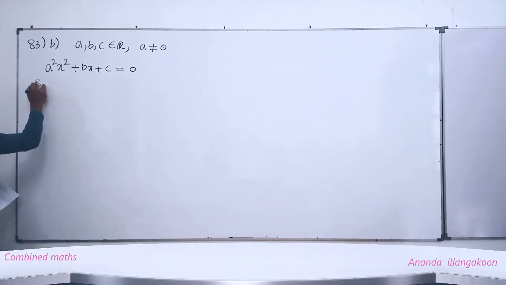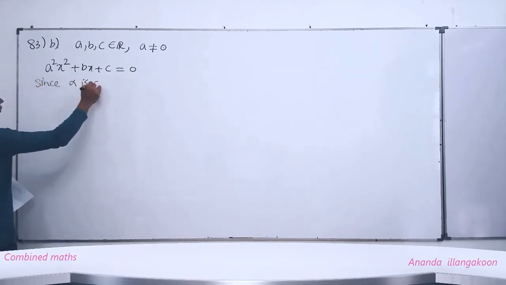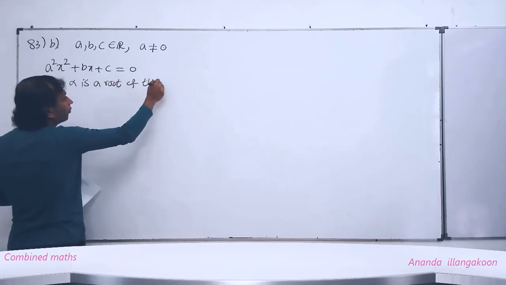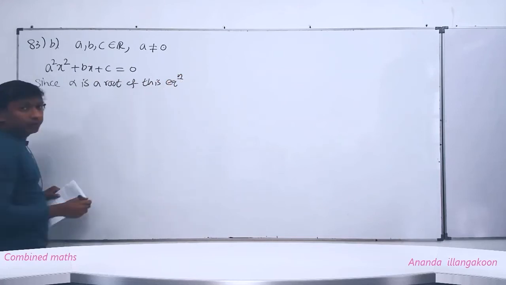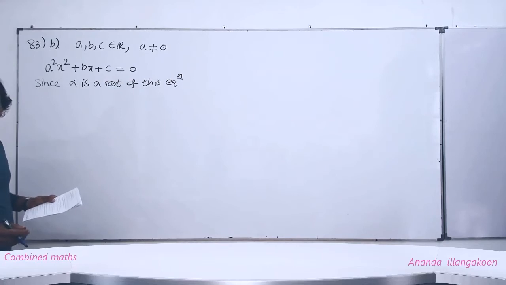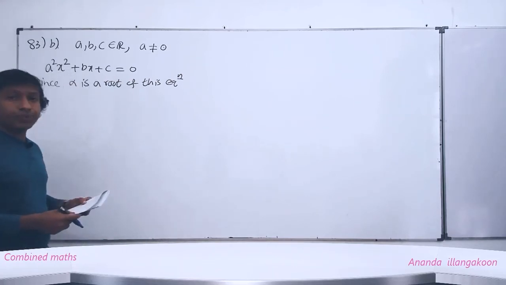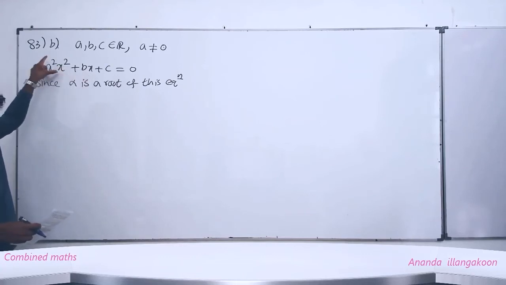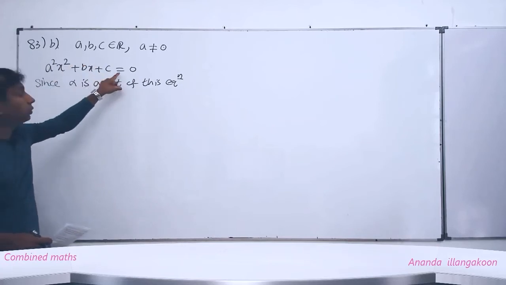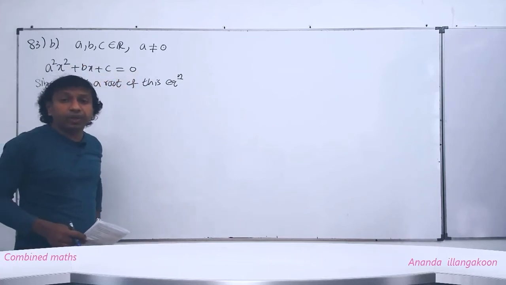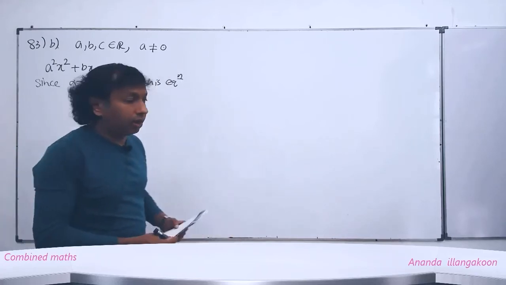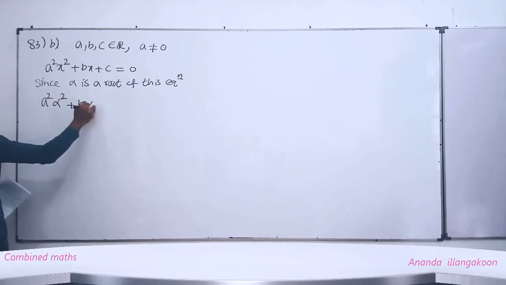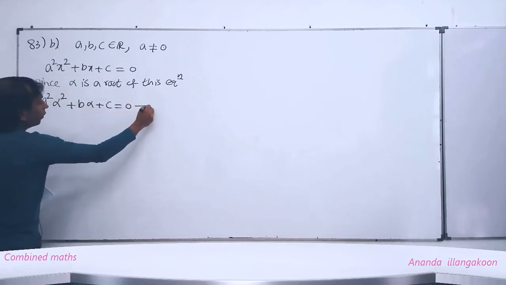Since alpha is a root of this equation, alpha should satisfy this equation. What is meant by satisfying? When I substitute alpha in place of this x, the left hand side resulting statement should be equal to 0. That is the meaning of a root satisfying the equation. Then we can write a squared alpha squared plus b alpha plus c is equal to 0. Number 1, take.